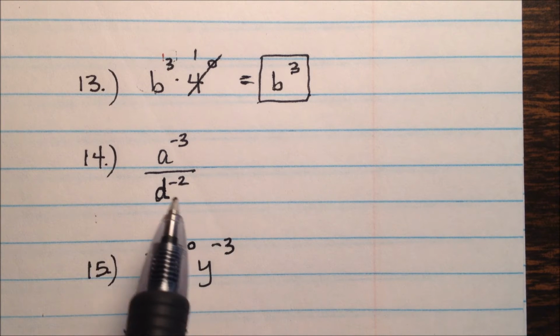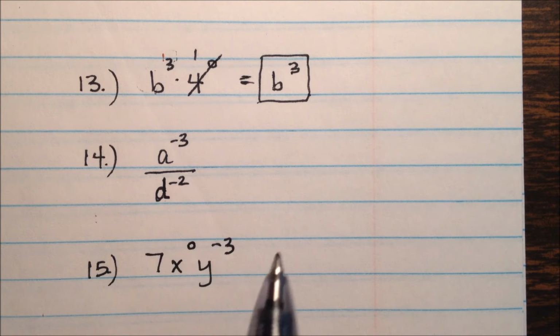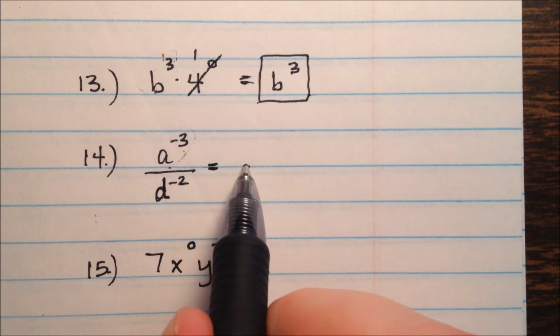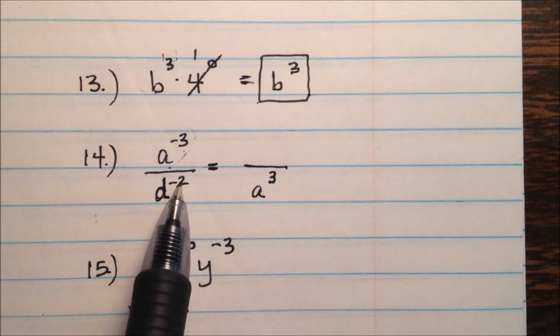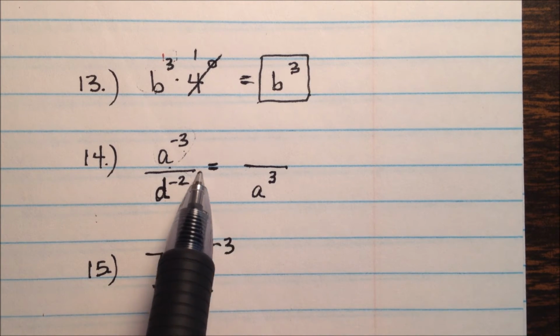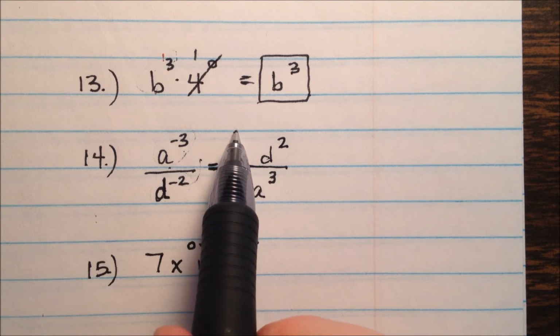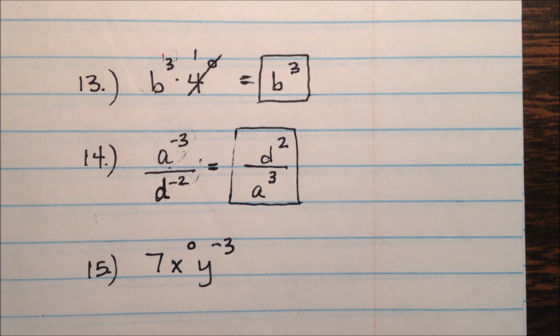Okay, for number 14, we have a to the negative 3rd over d to the negative 2. So both of these are negative exponents, so one at a time we can move them to where they belong. So a to the negative 3rd will go to the bottom and become a to the positive 3rd. And this d to the power of negative 2, which is in the denominator, will move up to the numerator and become d to the positive 2. So basically we just switch those two around, put the bottom one on top and the top one on bottom, and change the exponents from negative to positive.